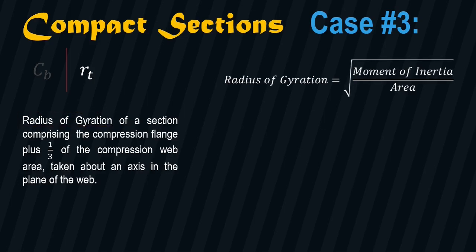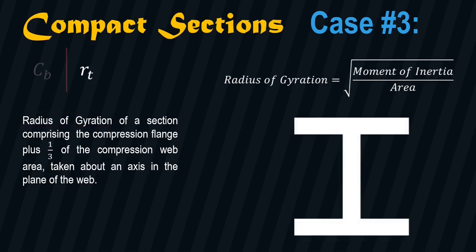So if you want to find the radius of gyration of this section, we'll just solve for its moment of inertia and its area. Then we use the formula. But I want to emphasize that RT is not the radius of gyration of the whole section. It's not as simple as that because in the definition of RT, it is the radius of gyration of the section comprising the compression flange plus one-third of the compression web area only, as opposed to the radius of gyration wherein you have to consider the total area.